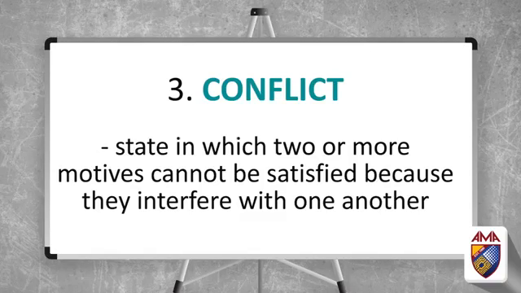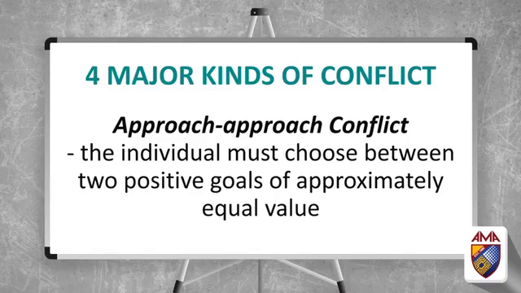Psychologists use the terms approach and avoidance in discussing conflicts. The following are the 4 major kinds of conflict involving approach and avoidance. Approach conflict. Conflict in which the individual must choose between 2 positive goals of approximately equal value.